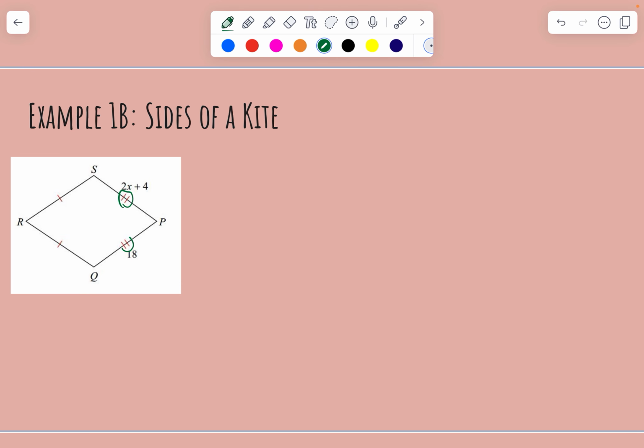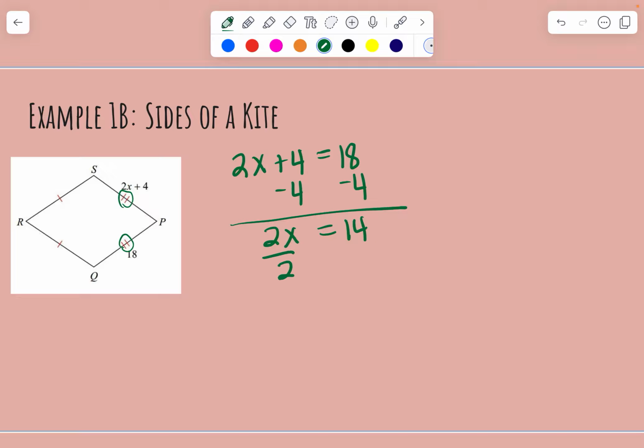Here we have a pair of congruent sides. So I know that 2x plus 4 equals 18. And if I solve this, I'll take 4 from both sides. So 2x is 14. And dividing by 2, we would get x equals 7.